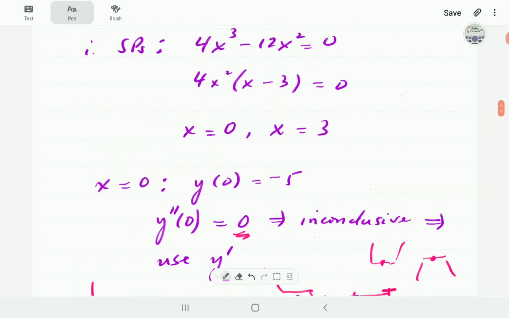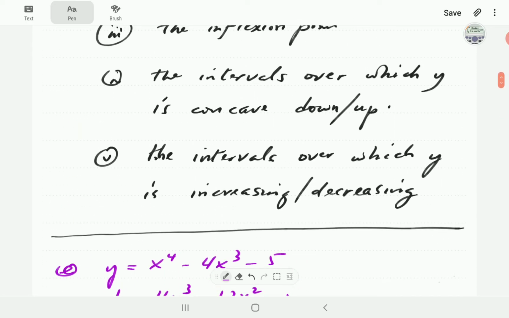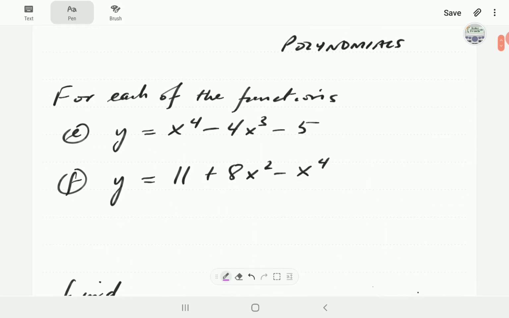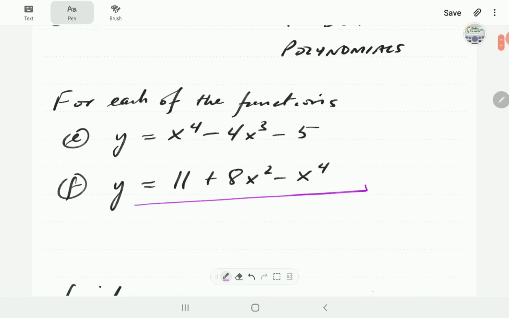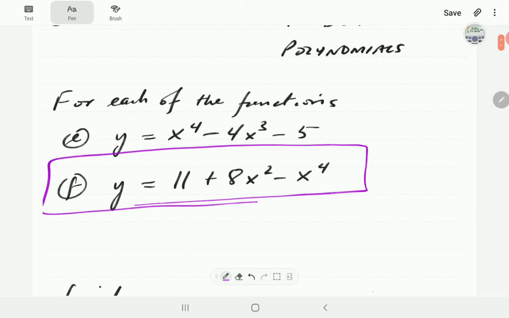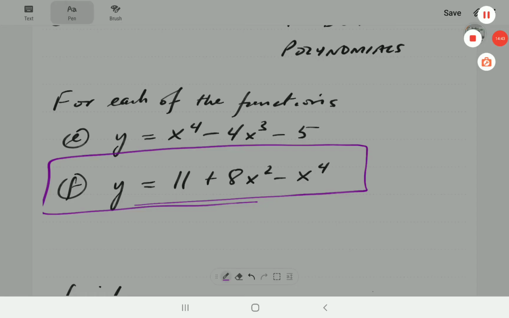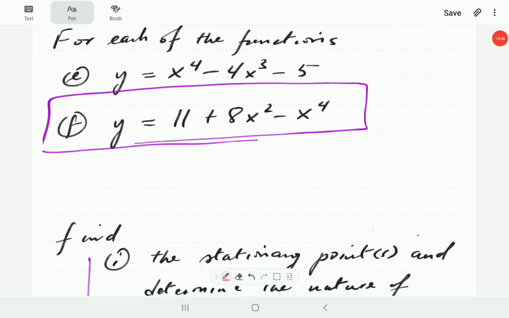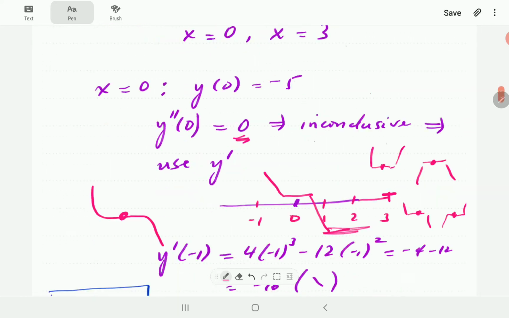What we're going to do now is give you a chance to do a similar analysis for this curve here. Y equals 11 plus 8x squared minus x to the power 4. So if you'd like to pause the video and work through this one, then when you continue the video, you can compare with our analysis. Okay, we now scroll down to our solution of part F.